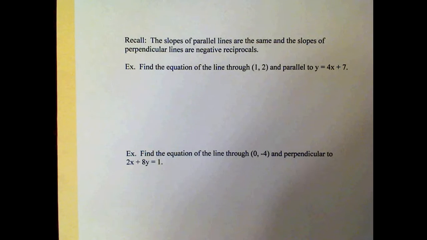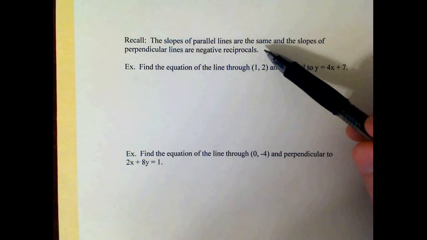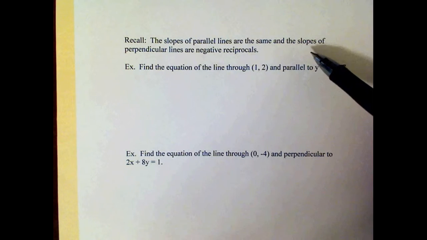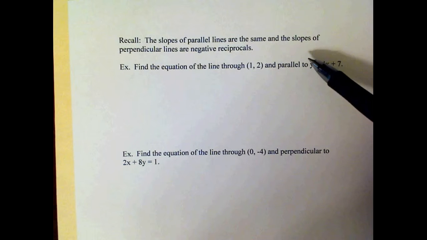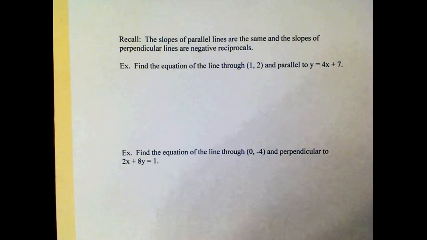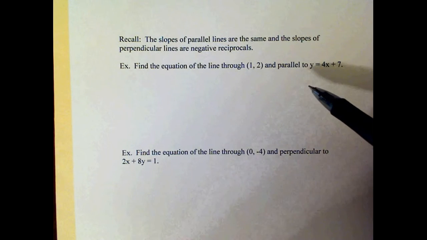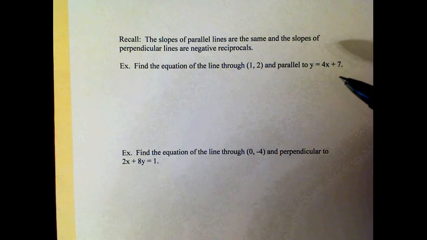Now, based on your previous classes, hopefully you recall that the slopes of parallel lines are the same, and the slopes of perpendicular lines are negative reciprocals. Now we're going to do a few examples to help jog your memory, and we're going to expand on that by actually finding equations of lines that are parallel and perpendicular to other given lines.